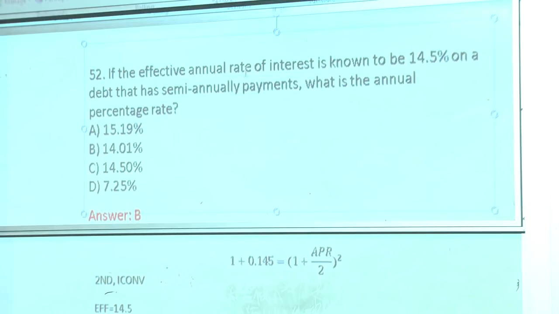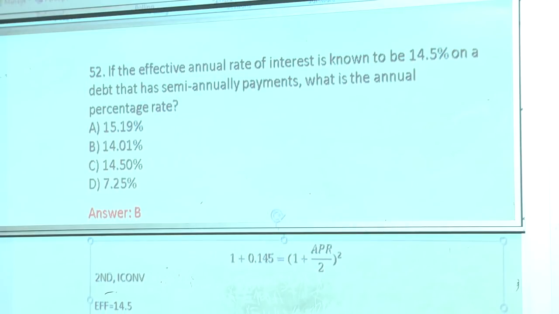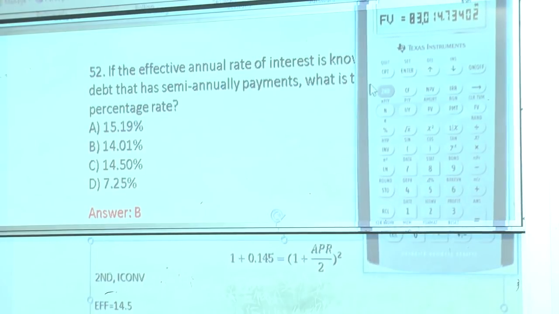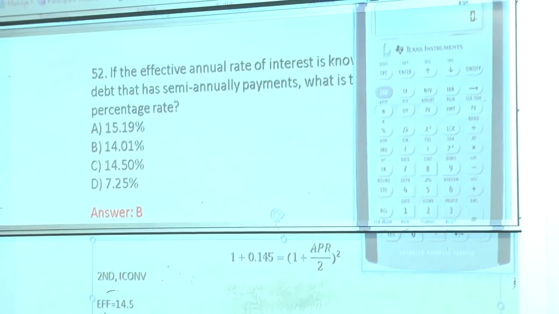So what is the EAR if the EAR is 14.5% and semi-annual compounding, what is APR? So we are just using that number, using that formula, okay? You can calculate that by hand, and you can also calculate using calculator. So let's see how to do that, okay?